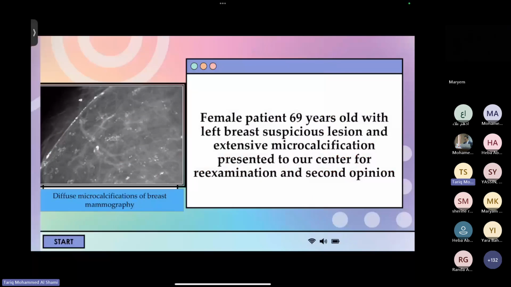Female patient, 69 years old, with left breast suspicious lesion and extensive microcalcification. This extensive microcalcification appears in the mammogram, which is a very suspicious lesion according to the radiologist and the surgeon. But to us, not that important. It may be fat necrosis, by the way.